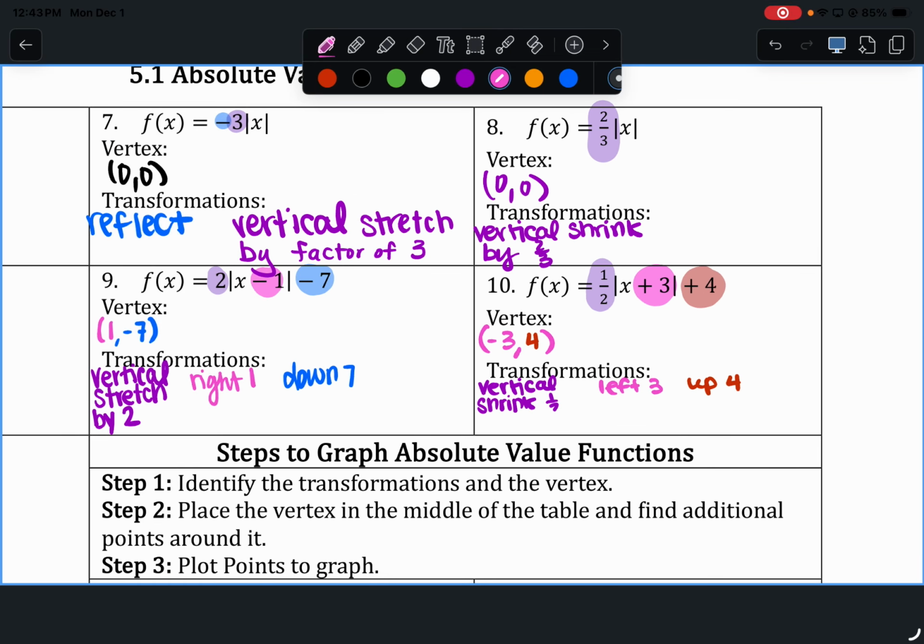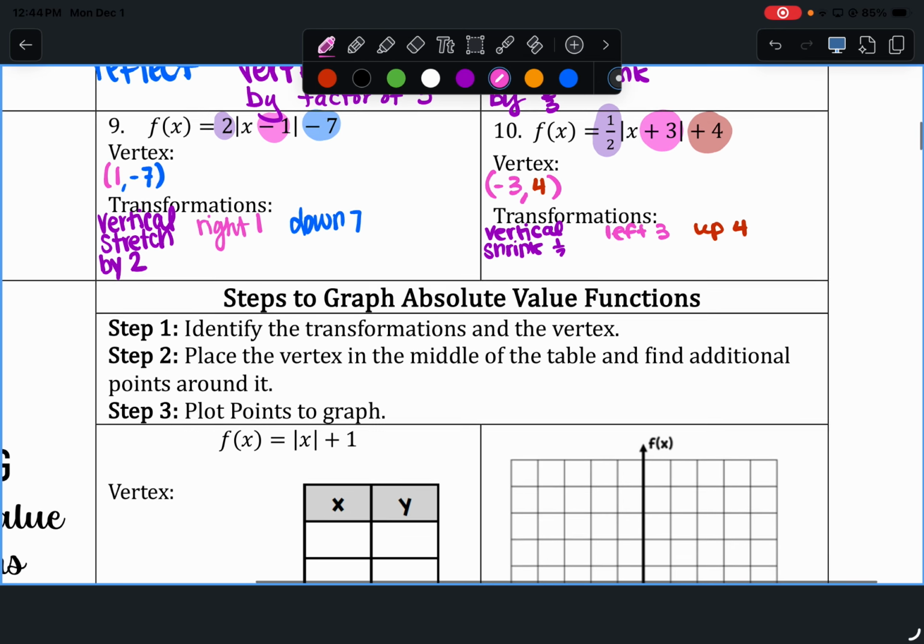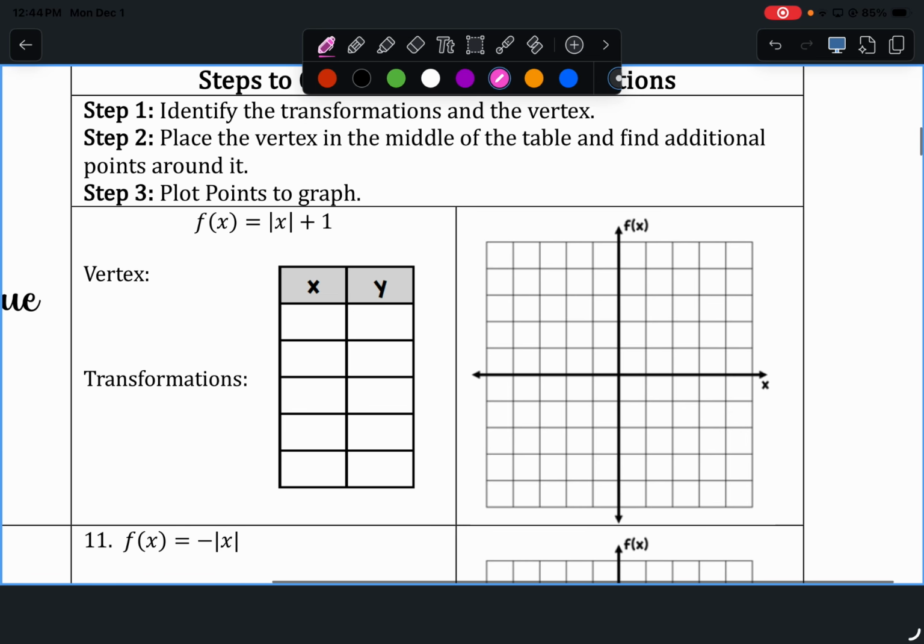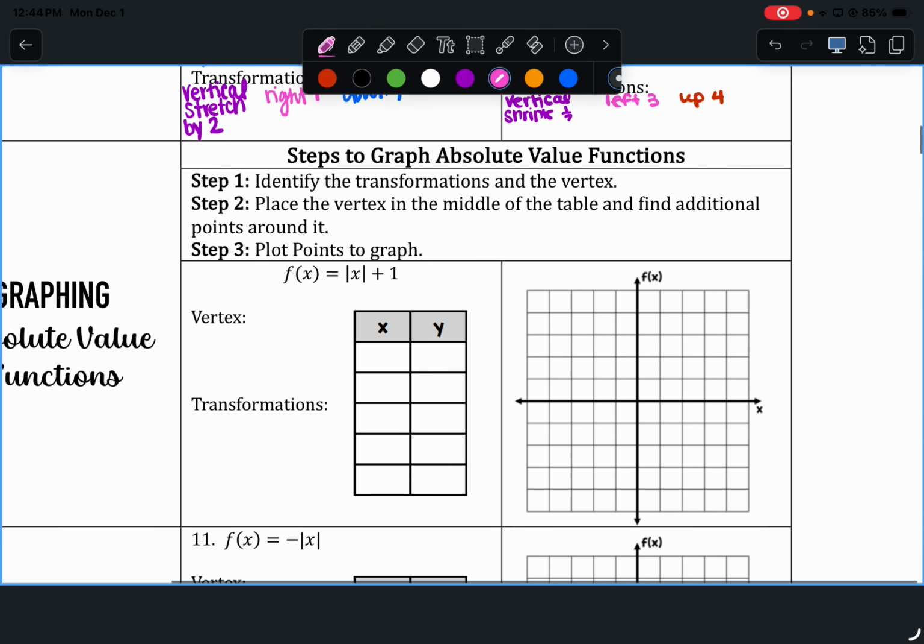So we're going to take a few minutes and we're going to go ahead and start the next section, but just a little bit. Okay, so now we're going to look at graphing absolute value functions. Okay, so we have some steps. As we go through the steps, we're going to do this first problem, this first example. Okay, so the first thing is to identify the transformations and the vertex. That's all we've been doing.